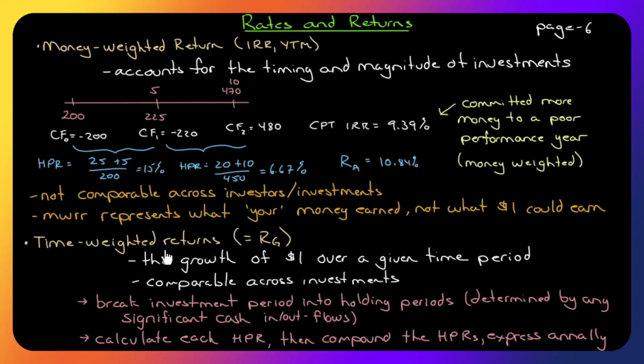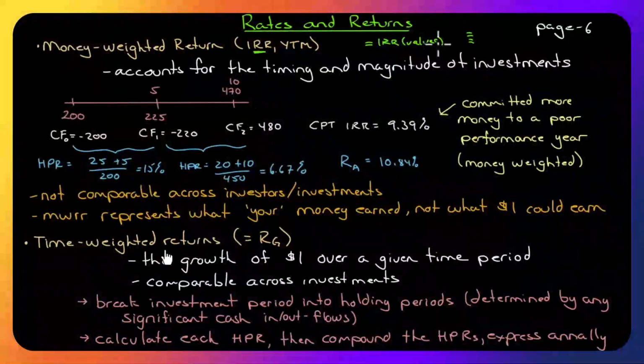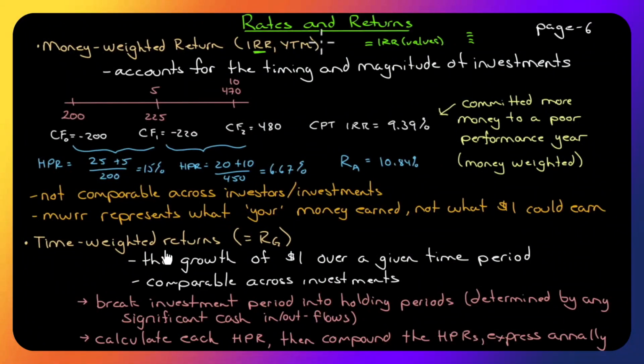Beginning with our money-weighted return. It is also an internal rate of return, which means you can use Excel's IRR function. I note this a little later on: if you have all your values in an array, you can use Excel's IRR function for that. In fixed income, it is referred to as a yield to maturity. It accounts for the timing and magnitude of investment.